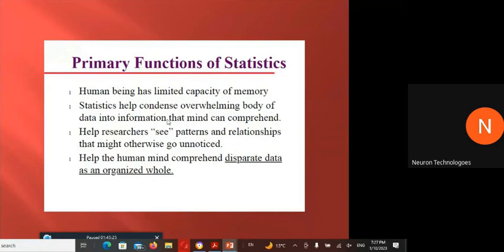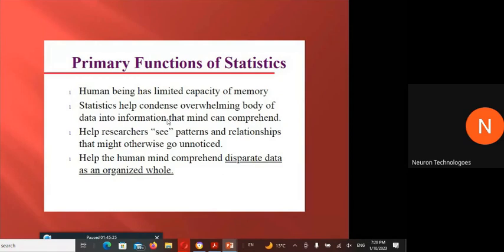Primary functions of statistics: human beings have a limited capacity of memory, and we know very well that we have volatile, short-term memory. We cannot survive without food for 10 or 15 days. We cannot run continuously 1,000 kilometers. So we have short-term memory and short-term capacities as well. And our memory is volatile: whatever we have done, if we do not continue our work, it cannot be fixed in our mind. So statistics helps condense our overwhelming body of data into information the mind can comprehend, and in this way humans are able to understand what the outcome will be.